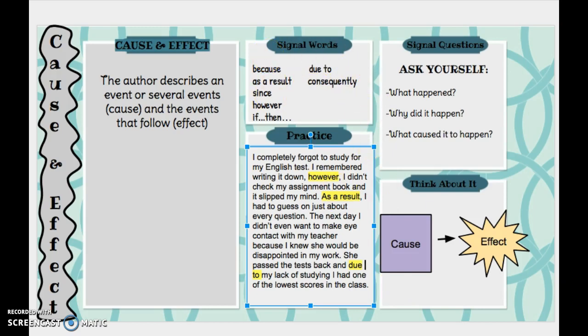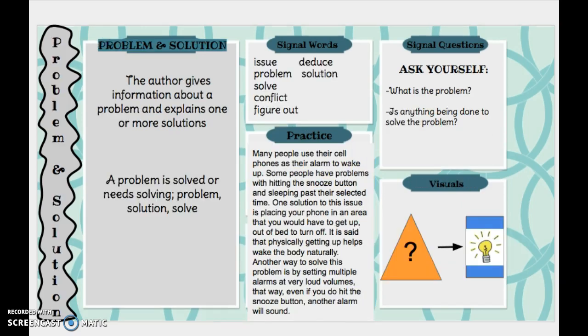So moving on to problem and solution. When we're talking about the problem and solution text, we're talking about the author presenting a problem and then giving information and explaining one or more solutions to this problem. Typically, you want to ask yourself, what is the problem? Is anything being done to solve the problem? So these questions you need to write down in your notes.